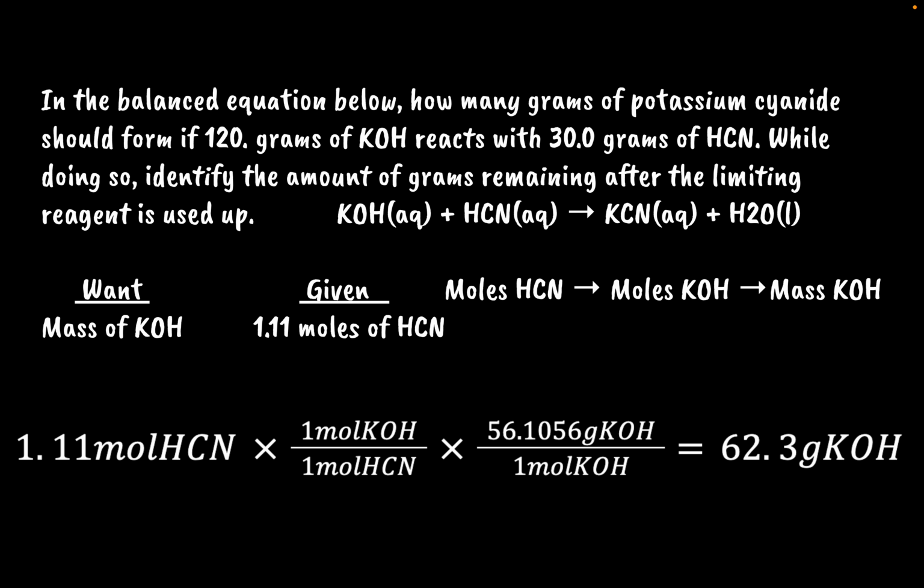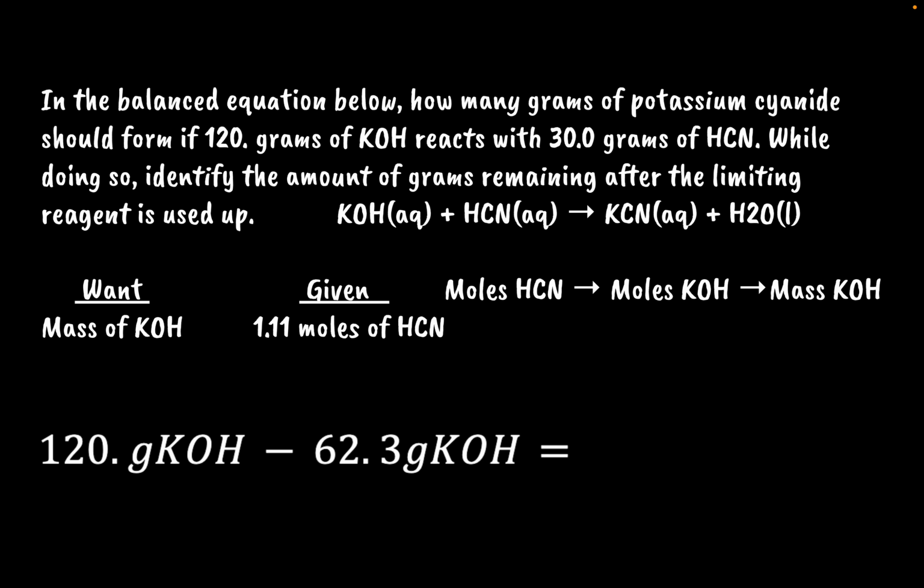Okay, we should have gotten 62.3 grams of KOH after significant figures. Now we can subtract it from how much KOH we have, which is 120 grams. This is what the equation should look like, so let's calculate it. Okay, great. Now we should have gotten 57.7 grams as our solution to the amount of KOH left after our reaction. I think we did it. We have finished the problem.